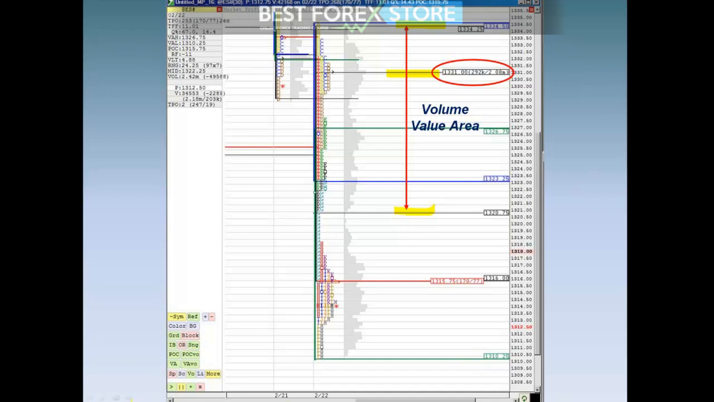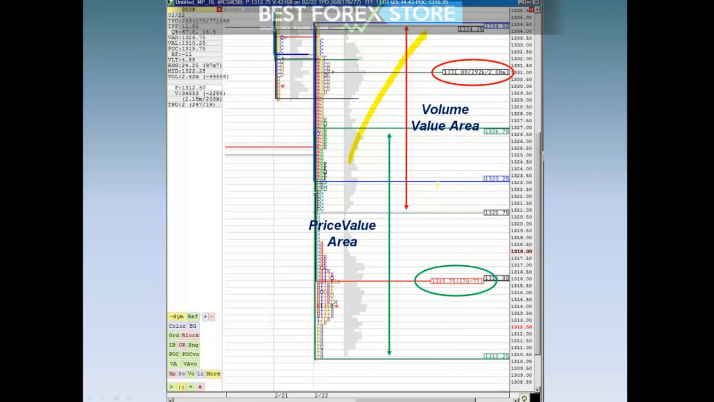Now, if you take a look in comparison, here's where the price value area is, and this is the one more common. This is the one that is in fact used on the profile chart. It's based on the counting of the TPOs, but this number here, or this value area here, is not based on TPO counts. It's based on actual traded volume.